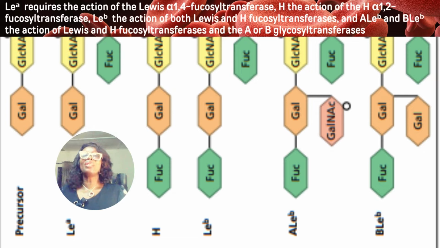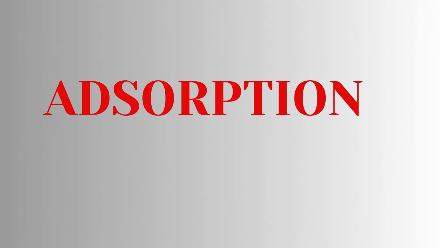In terms of B substance, it is galactose transferase that adds the galactose to the precursor substance to form B antigen in the ABO blood group system. While in case of A substance, you know that N-acetylgalactosamine transferase adds the N-acetylgalactosamine to the precursor substance to give rise to the A antigen. So you have A Lewis B, as the case may be.